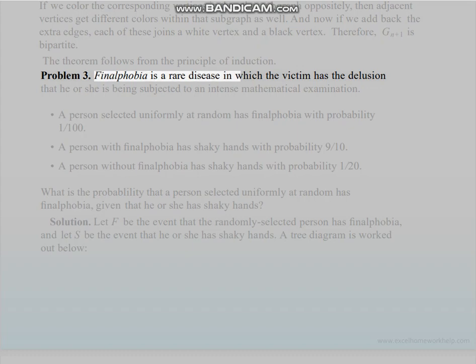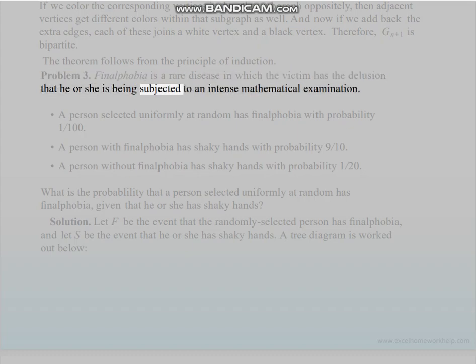Problem 3. Final phobia is a rare disease in which the victim has the delusion that he or she is being subjected to an intense mathematical examination. A person selected uniformly at random has final phobia with probability 1 out of 100. A person with final phobia has shaky hands with probability 9/10. A person without final phobia has shaky hands with probability 1/20. What is the probability that a person selected uniformly at random has final phobia, given that he or she has shaky hands?